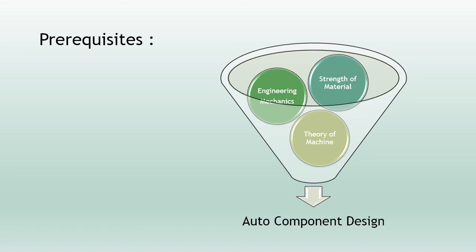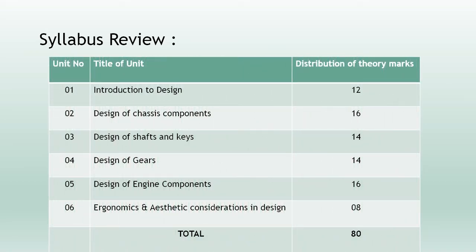Let's go to the next point, that is syllabus review. We have to study a total of 6 units, and they are introduction to design, design of chassis component, design of shaft and keys, design of gears, design of engine components, and the last one is ergonomics and aesthetic consideration in design.